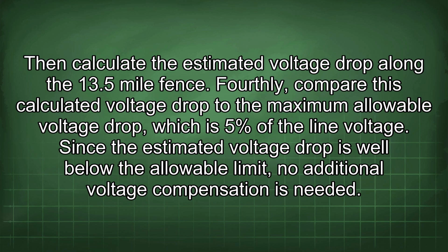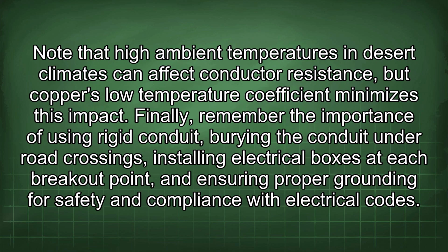Fourthly, compare this calculated voltage drop to the maximum allowable voltage drop, which is 5% of the line voltage. Since the estimated voltage drop is well below the allowable limit, no additional voltage compensation is needed. Note that high ambient temperatures in desert climates can affect conductor resistance, but copper's low temperature coefficient minimizes this impact. Finally, remember the importance of using rigid conduit, burying the conduit under road crossings, installing electrical boxes at each breakout point, and ensuring proper grounding for safety and compliance with electrical codes.